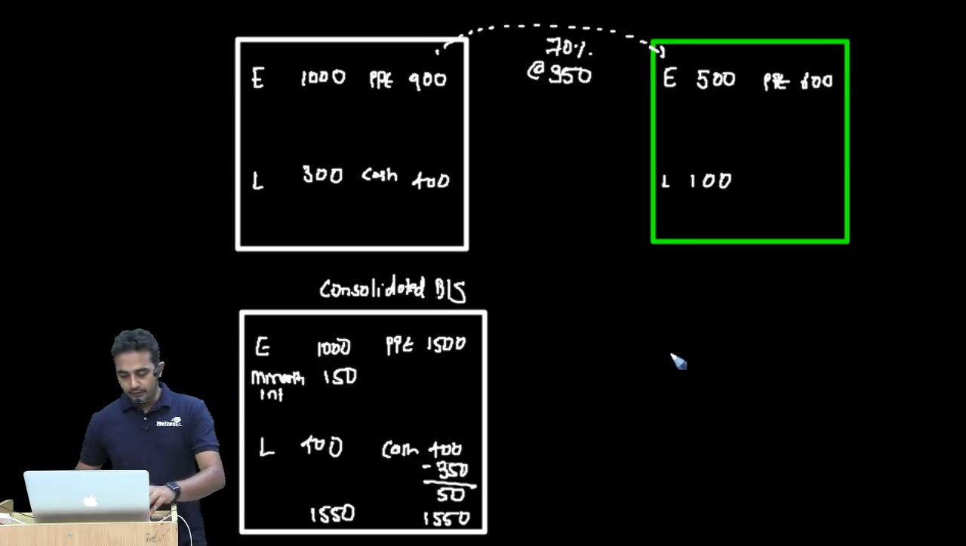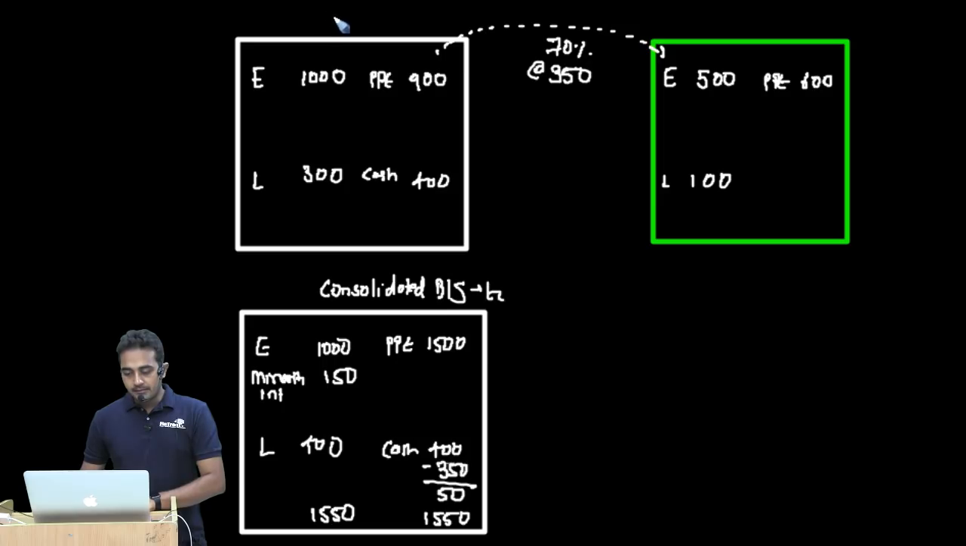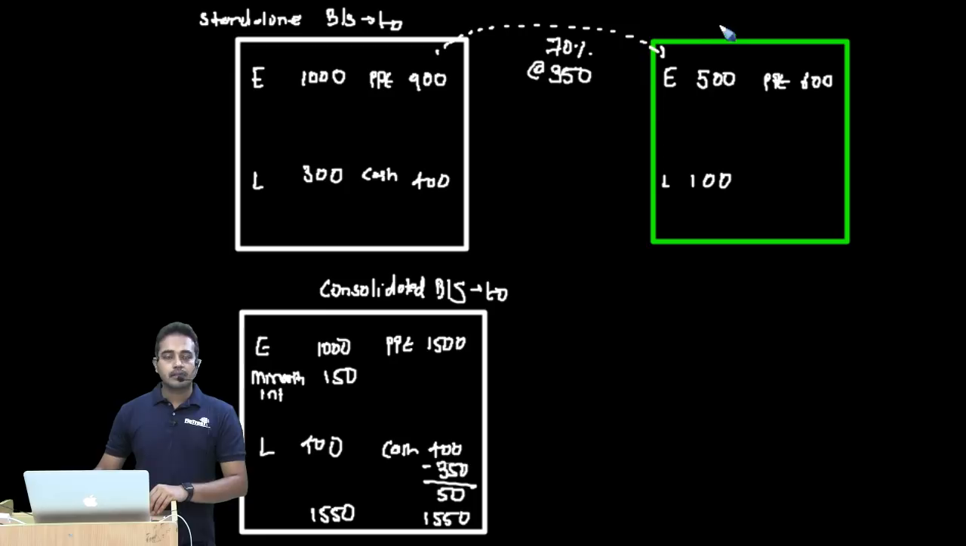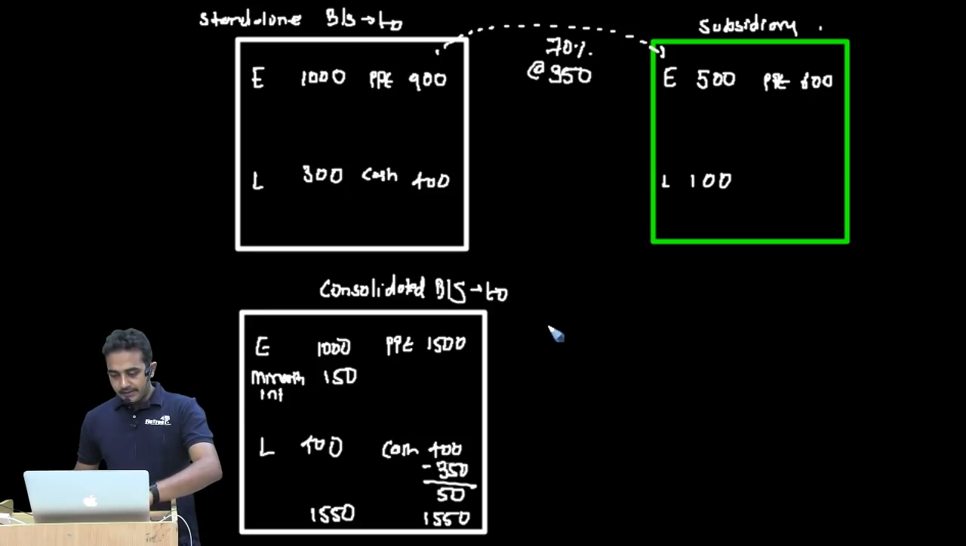Okay, now observe carefully. Now, assuming that you're comfortable with this, we're going to assume this as time 0. So balance sheet time 0, and this balance sheet is referred to as standalone. Standalone means not including subsidiary, and this is your subsidiary financials.